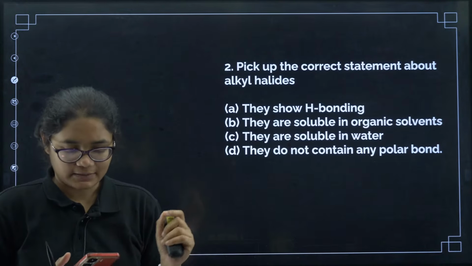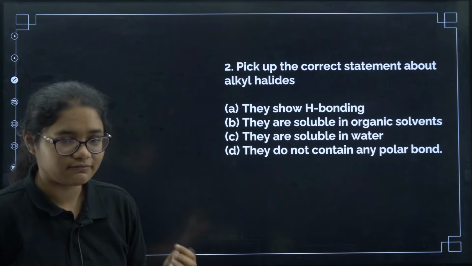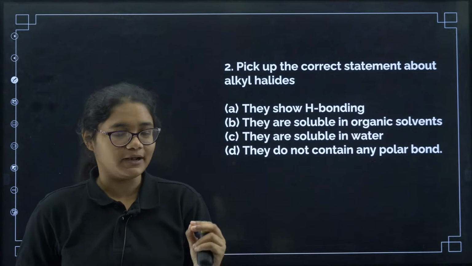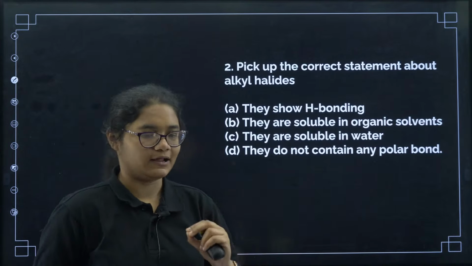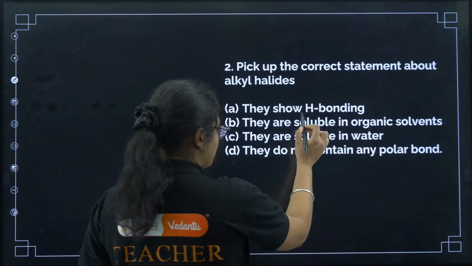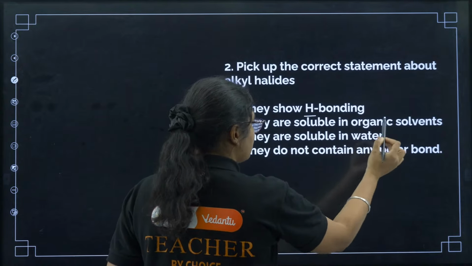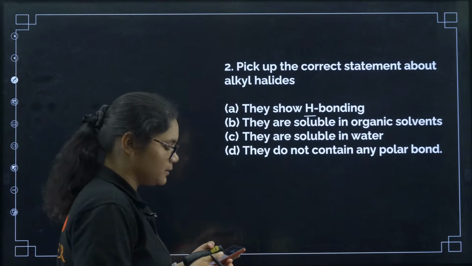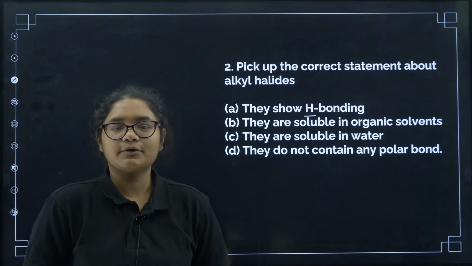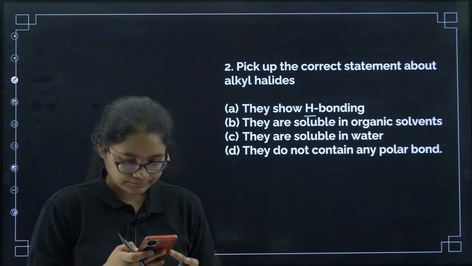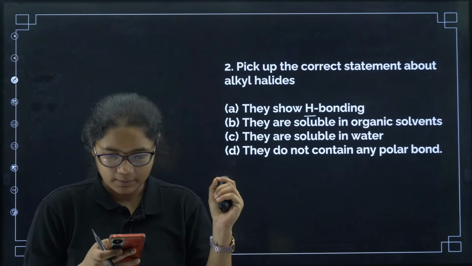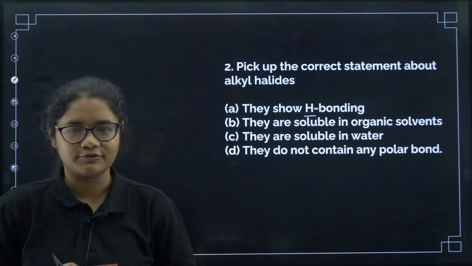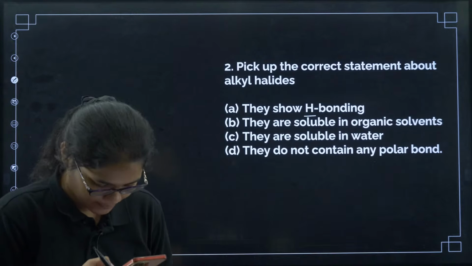Pick up the correct statement about alkyl halides. We know the properties of alkyl halides, so you have to tell me which is the correct statement or which is the correct property of alkyl halide. The first one is they show hydrogen bonding. They are soluble in organic solvents. They are soluble in water. They do not contain any polar bond. Yes, see the question and answer me quickly. Which is the correct property of alkyl halides?